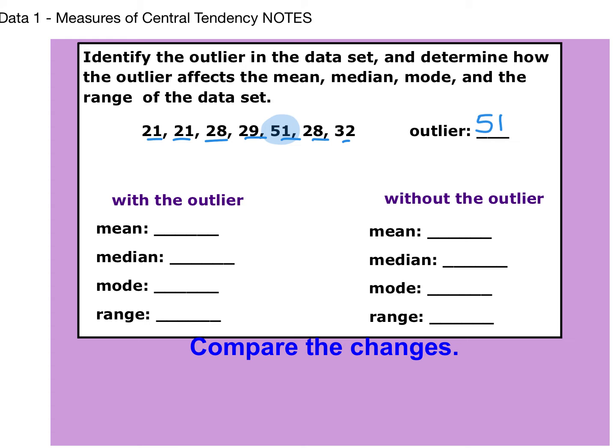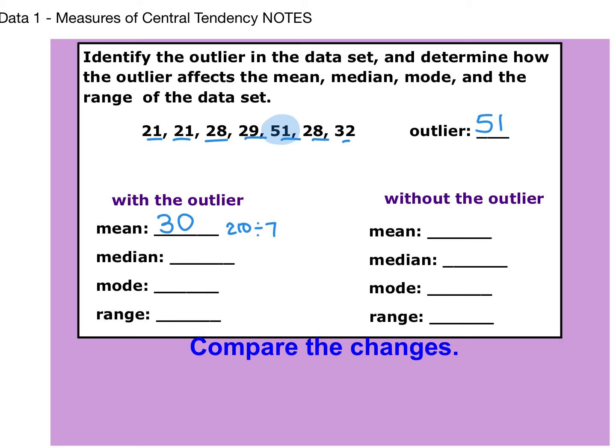So if you add up all of our numbers, including the outlier, we get 210. And now we're going to divide by our 7 pieces of data, which gives us a mean of 30. So you can just go ahead and do this with me. I don't need to see that you did 21 plus 21 plus 28 plus 29 plus 51 plus 28 plus 32. I just need to see what total you came up with and what you divided by, just in case you make a mistake adding it and you get a different mean. It would be nice to know where that came from.